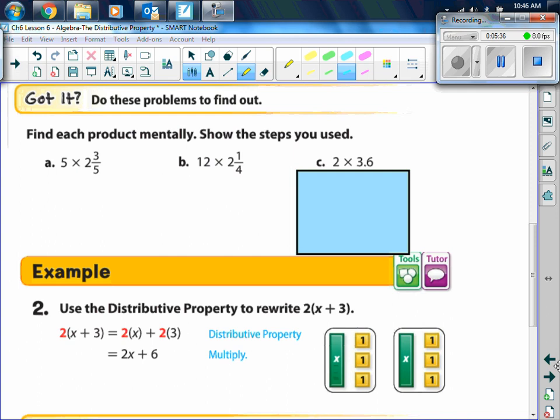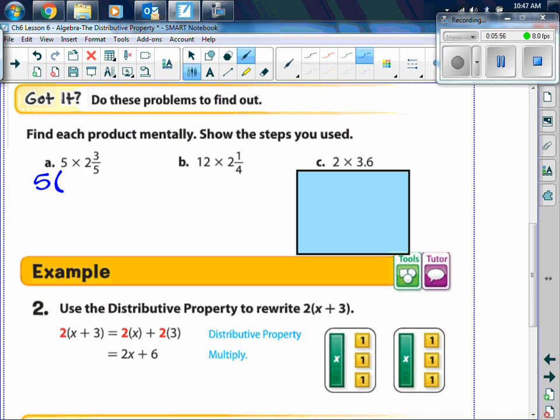Alright, so for these guys, we have 5 times 2 3/5. Once again, we're going to find it mentally, but we're going to write down what's going on in our head. So here we have 5 times, and now we're going to split up the 2 3/5. The 2 3/5, we can split up to 2 plus 3/5.